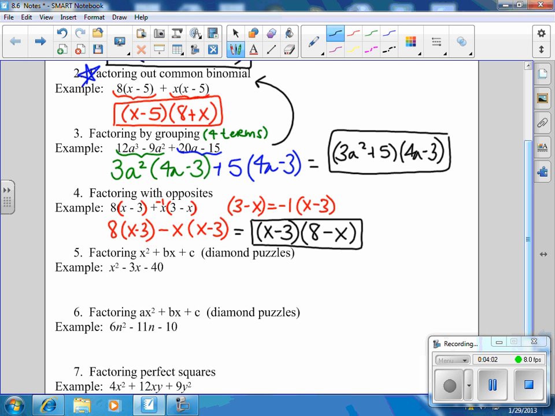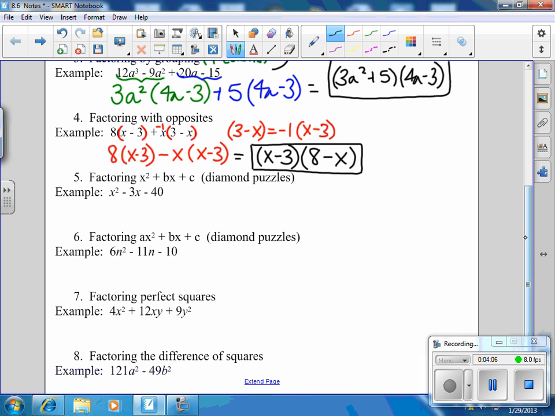We want two numbers that multiply to make the number on the end, and two numbers that add to make the number in the middle. So the first type, number 5, was the easy type. And in this one, your a value, or your number in front of x squared, is 1. So that means we don't have to do the box thing.